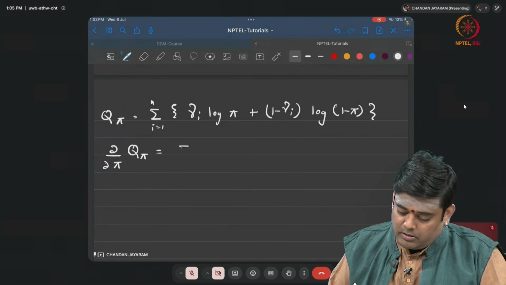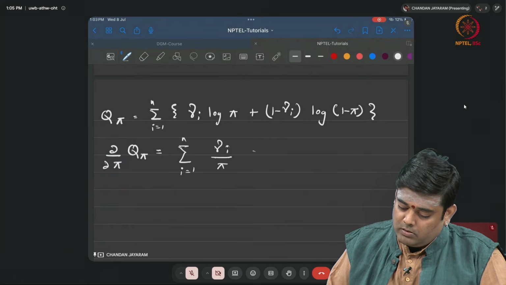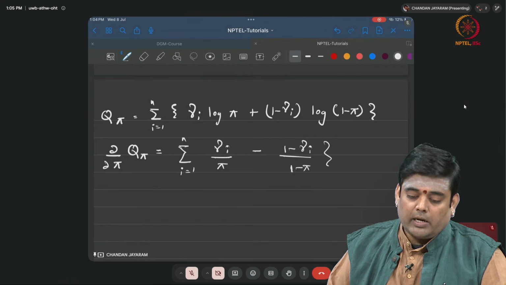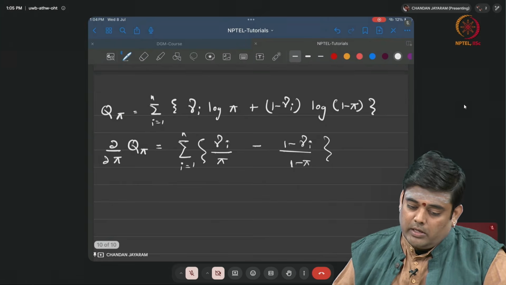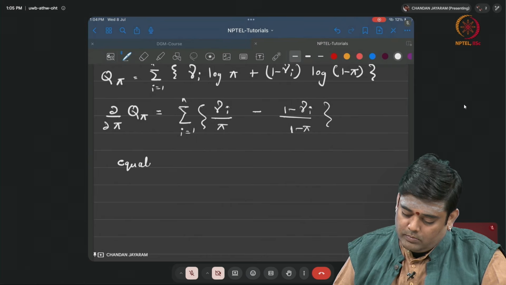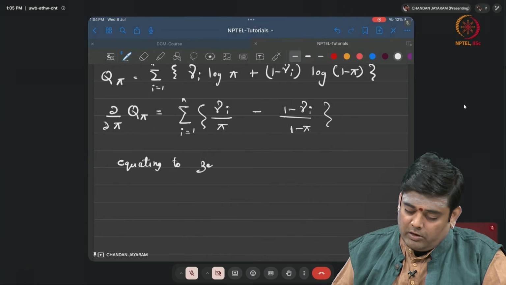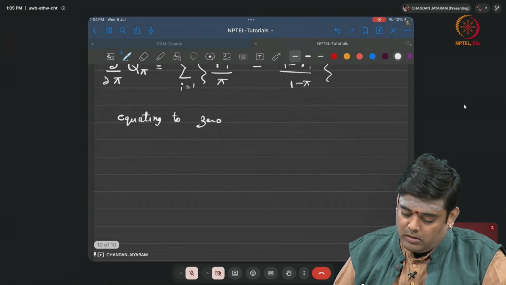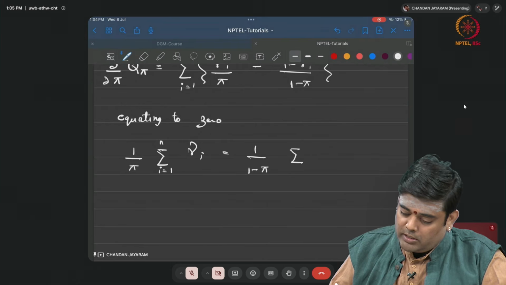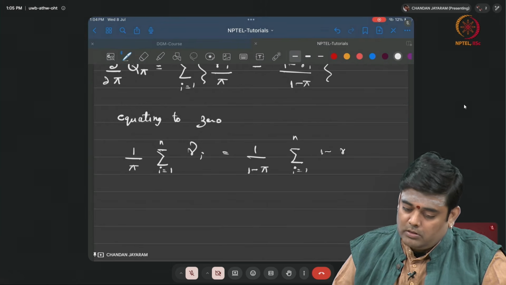Now this will be summation i equals 1 to n, coefficient over pi minus 1 minus the coefficient over 1 minus pi, and then you equate it to 0. So equating this to 0, you will get 1 over pi summation i equals 1 to n of the coefficient equals 1 over 1 minus pi summation i equals 1 to n of 1 minus the coefficient.